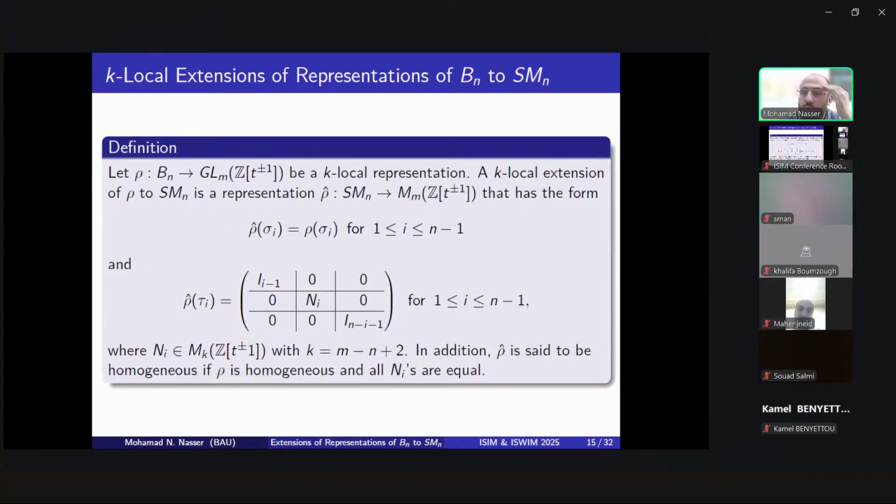I am searching within the braid group. Actually, we know a lot of representations of the braid group. For the singular braid monoid, since it was introduced in 1992, we don't have a lot of representations of this monoid. So I'm going to extend the known representations of the braid group to the singular braid monoid, as the singular braid monoid is an extension of the braid group.